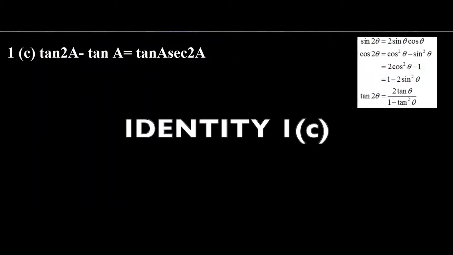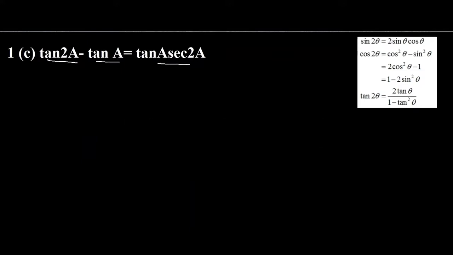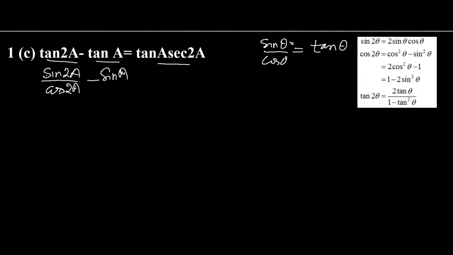Again, in this identity, two terms are being converted into one term. That means again we have to convert them into fractions. So we will again use sine theta over cos theta equal to tan theta. So this will be sine 2A over cos 2A minus sine A over cos A. This is LHS, left hand side, right?